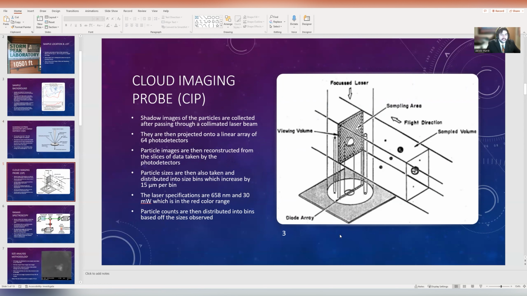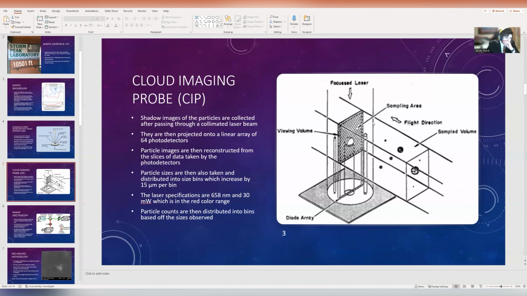Anything below 30 gets thrown into the minus 30 bin, and just increments of 15, basically. A little bit of specifications on what we're using here for the CIP is our laser, which is 658 nanometers and 30 milliwatts. If we look at a color for this, it'll just be in the red color range. Then our particle counts are distributed into bins, which I already mentioned, based off of the sizes observed.